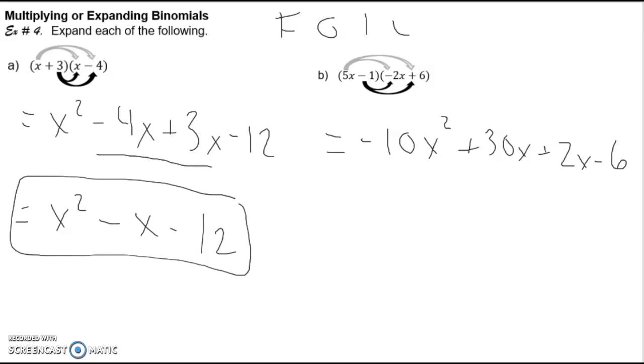Now, next step, we have to see if there's anything that has the same terms. So this is an x squared. There's no other x squareds in there, so we can leave it.